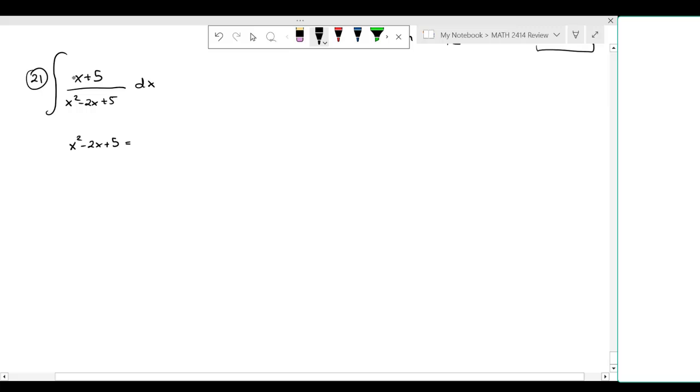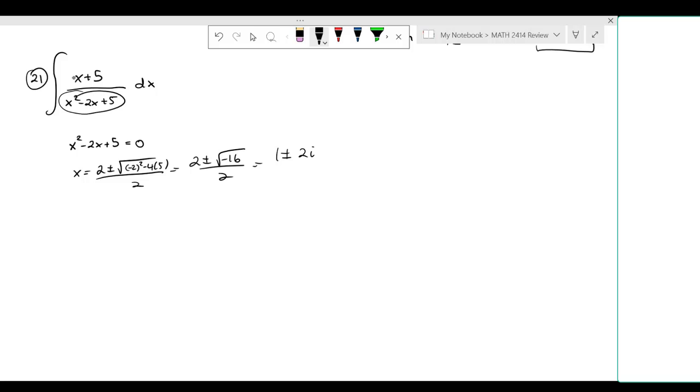So if we find the roots of this quadratic, we can factor, right? And if we try to find the roots, we can use the quadratic formula. The problem is there are no real solutions, right? You get complex roots. There are no real roots, so this is in fact an irreducible quadratic factor. So what do you do in that case? Does anybody recall? Well, we can complete the square in the denominator.